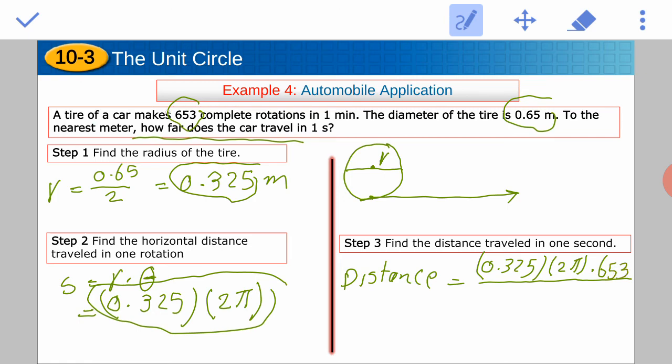And guys, the tire makes this number of complete rotations in 1 minute. And I need to figure out the distance traveled in 1 second. So I have to divide the whole thing by 60, because you know, guys, 1 minute is equal to 60 seconds. So guys, if you put all of that in the calculator, you will find the horizontal distance traveled by this car in 1 second, and it's gonna be 11.76 meter. Pretty nice problem.